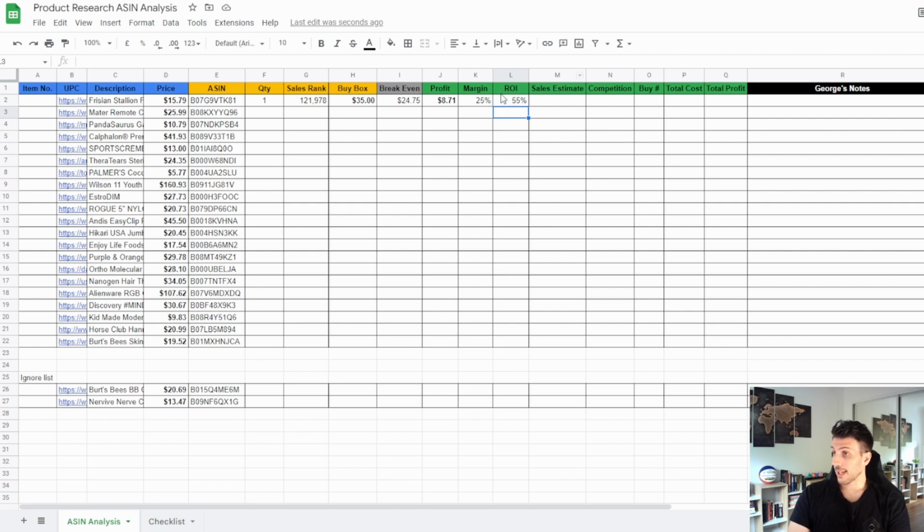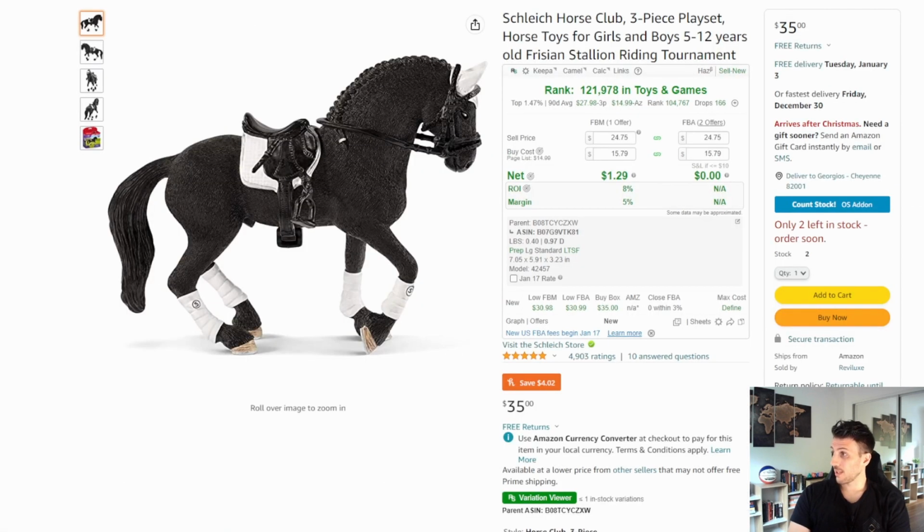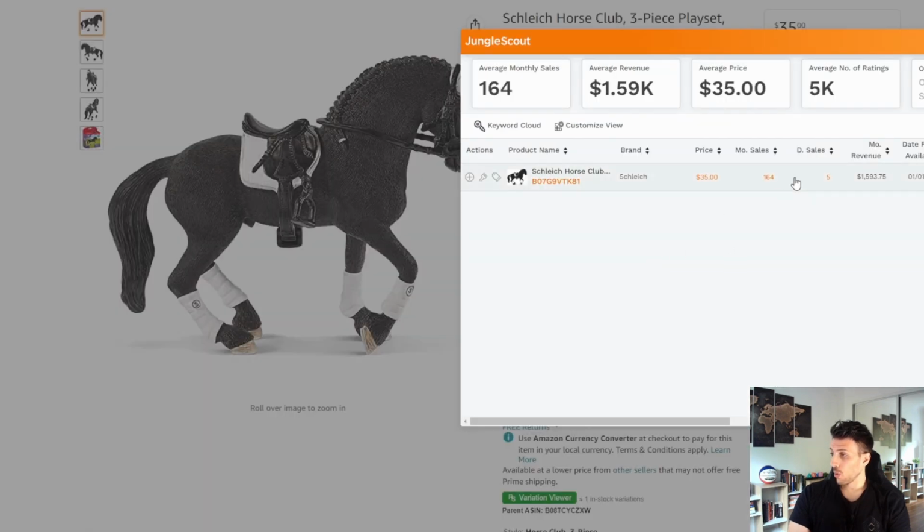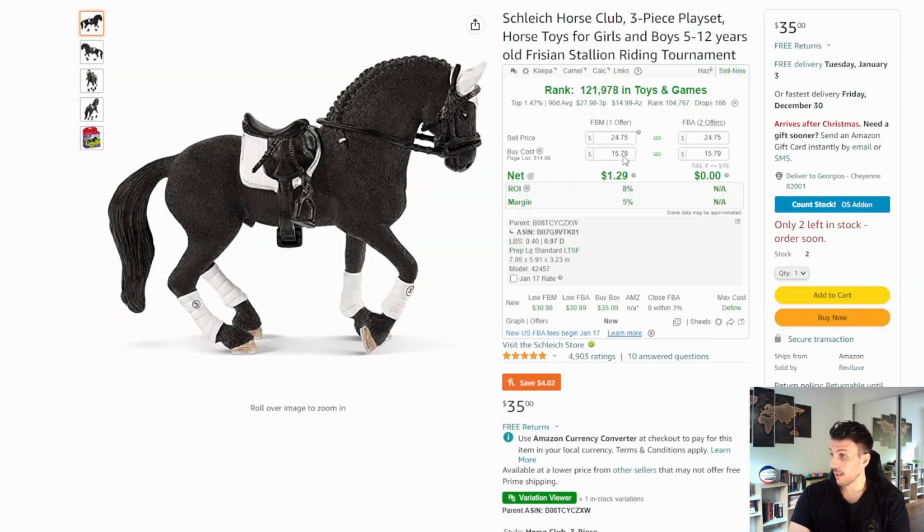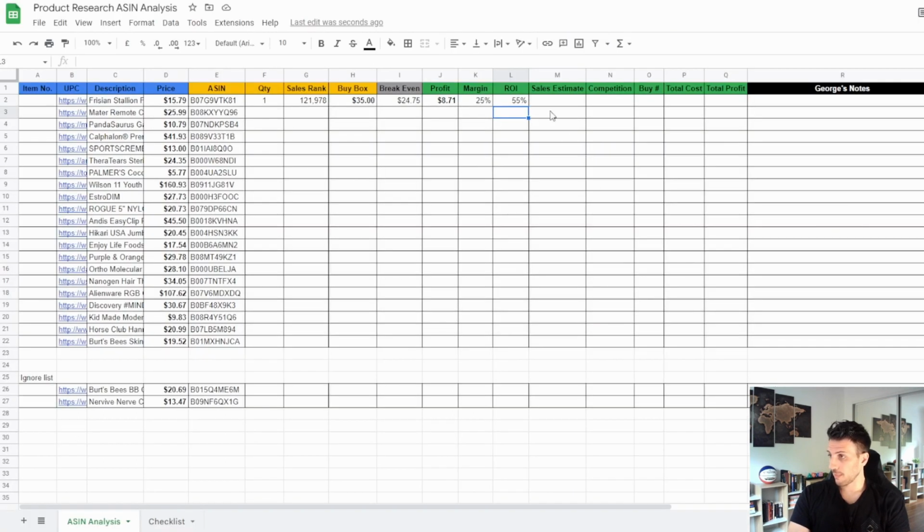Now we're going to need to calculate the sales estimate. So we're going to pull up Jungle Scout over here, and it's going to give us a sales estimate. So we're getting 164 sales. That does seem a bit high to me for toys, to be honest. 121,000 in toys, 164 sales a month. It doesn't seem right, but maybe the BSR was a lot lower a few weeks ago or something like that, and it is close to Christmas, so that's why maybe the sales are a bit more. So we're going to come in here and type in 124 units.